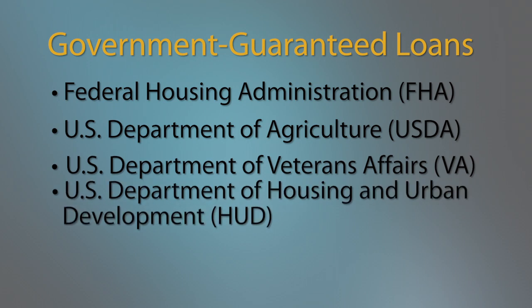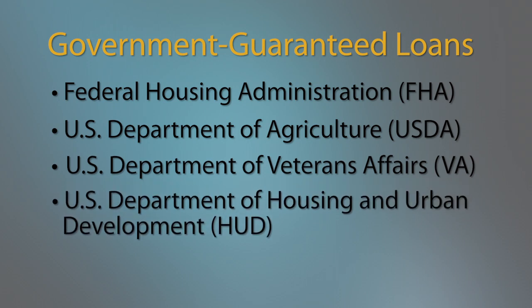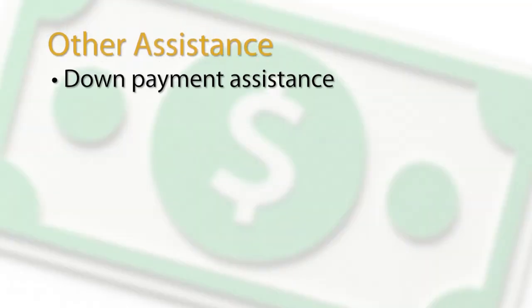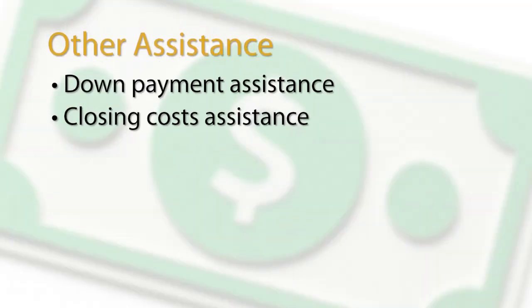Government-guaranteed loans have many names. They are called FHA loans, USDA loans, VA loans, and HUD loans. State and local government agencies offer assistance to obtain a mortgage. Consult the state info section at hud.gov for help. Home buying assistance programs include down payment assistance or assistance with closing costs.